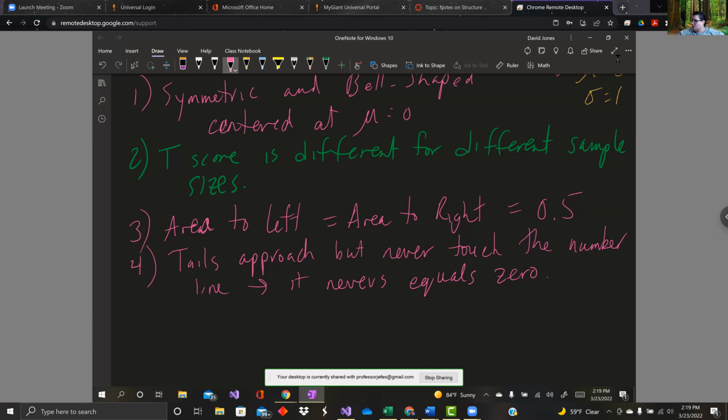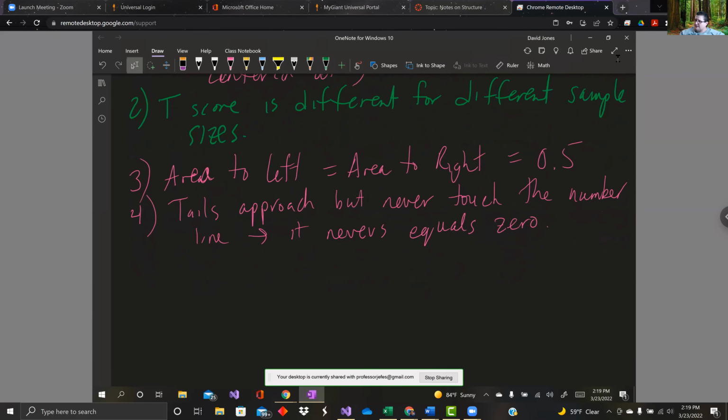Now, some more differences is the tails. Well, the center is a little shorter. Maybe I should say lower. And the tails are a little higher.